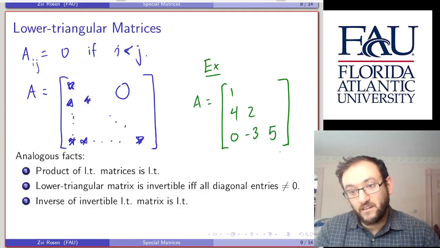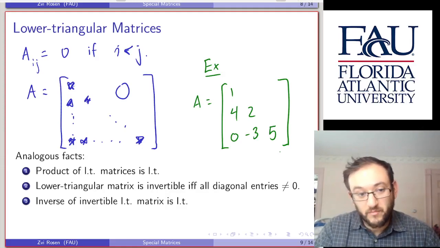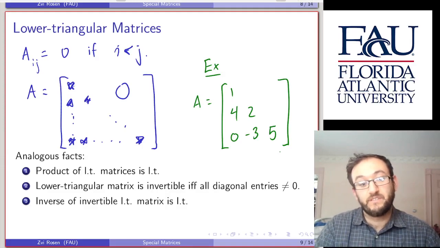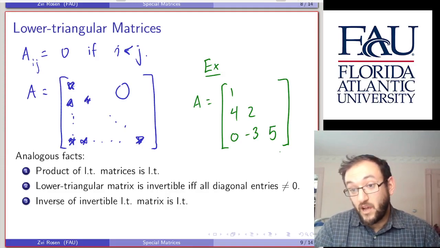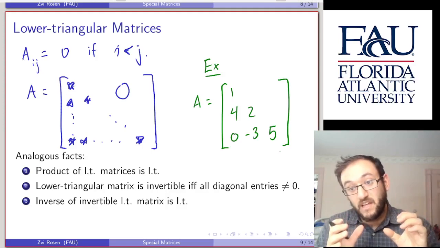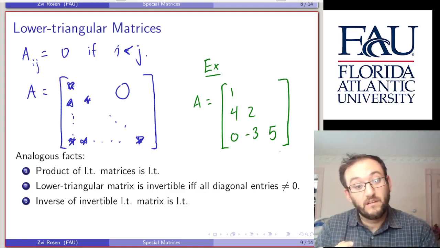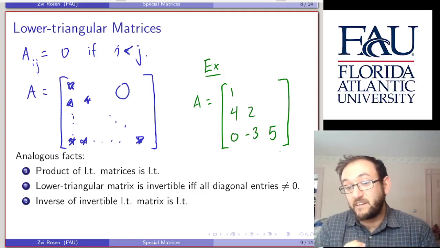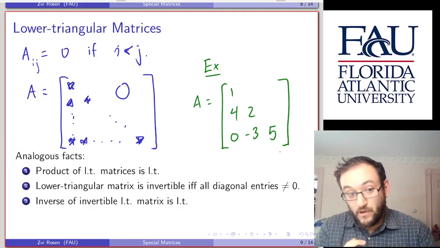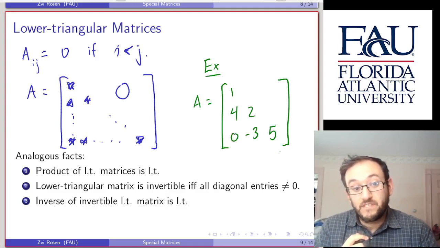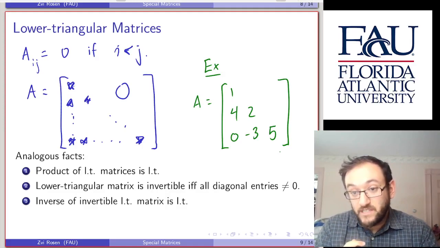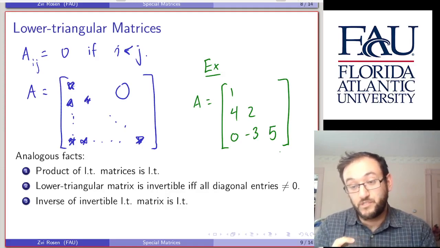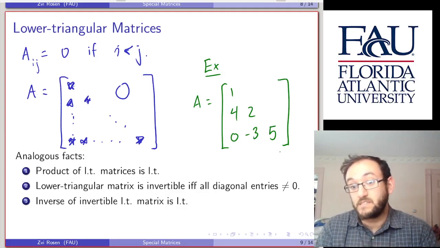And the analogs of the same facts for upper triangular matrices are true for lower triangular matrices. For example, the product of lower triangular matrices is lower triangular. If you take two lower triangular matrices and multiply them, the result is lower triangular. A lower triangular matrix is invertible if and only if all diagonal entries are non-zero. The inverse of an invertible lower triangular matrix is also lower triangular, just as the inverse of an upper triangular matrix was upper triangular.